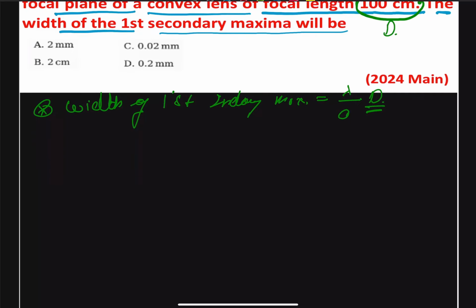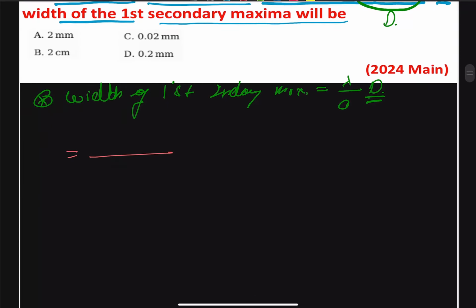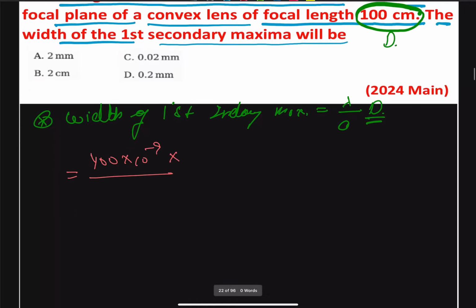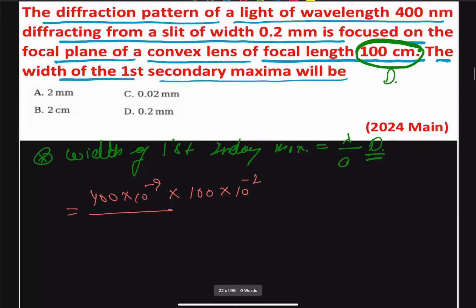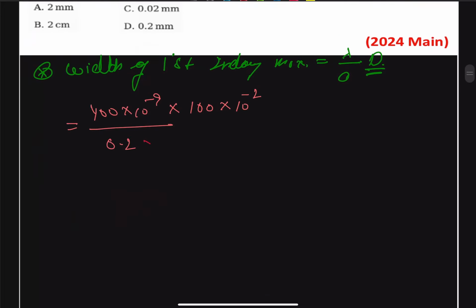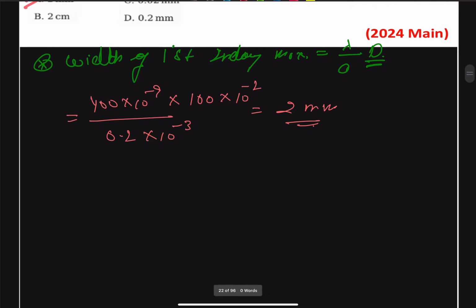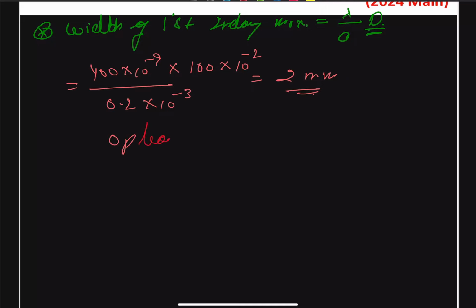So we substitute the values, we get lambda is given to us as 400 nanometer. So this becomes 400 into 10 to the power minus 9, and capital D is 100 centimeter, 100 into 10 to the power minus 2, and A slit width is given as 0.2 millimeter, and this comes as 10 to the power minus 3, and this is about close to 2 millimeters. So option number A is the correct one. Option A is correct.